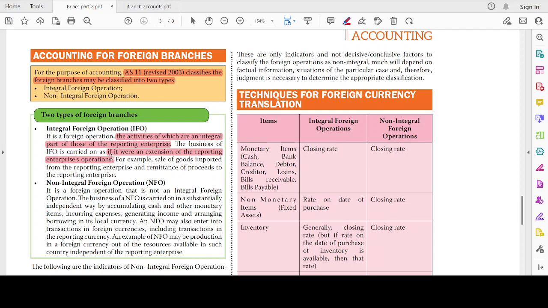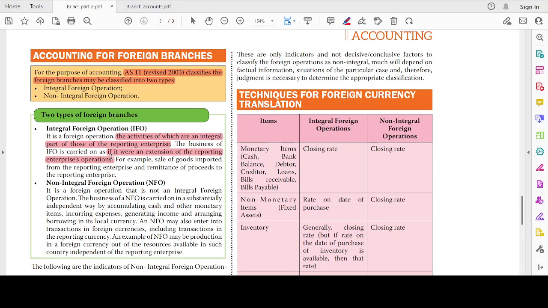For example, sale of goods imported from the reporting enterprise and remittance of proceeds to the reporting enterprise. Nothing but a dependent branch in a foreign country. The accounting records are not maintained in India, but they are maintained there. But all the policies will be governed by the head office.